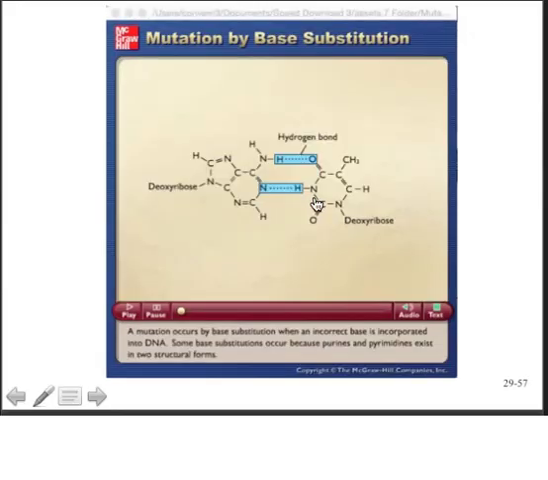And in this final panel, we're looking at mutation by base substitution. So what's happening here is we're changing one base to another. This can result from exposure to a chemical mutagen or to radiation or to a problem in the repair of DNA if it's been physically damaged. So let's take a listen.